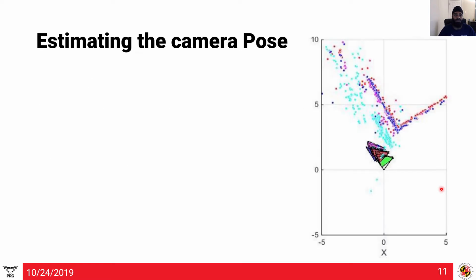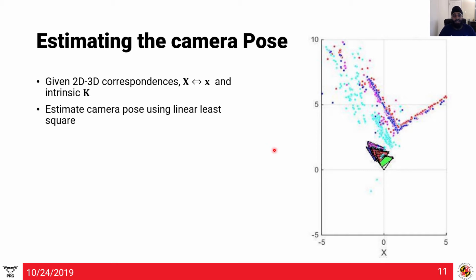Okay, so once you estimate the camera pose, your camera pose will look something like this. Each triangle is basically the position and orientation of each camera that you took an image from, right? So given a 2D-3D corresponding set and K, we are basically solving the least squares problem, and we are estimating the camera pose. Okay, one more important thing to note here is that we are normalizing the 2D points by K.